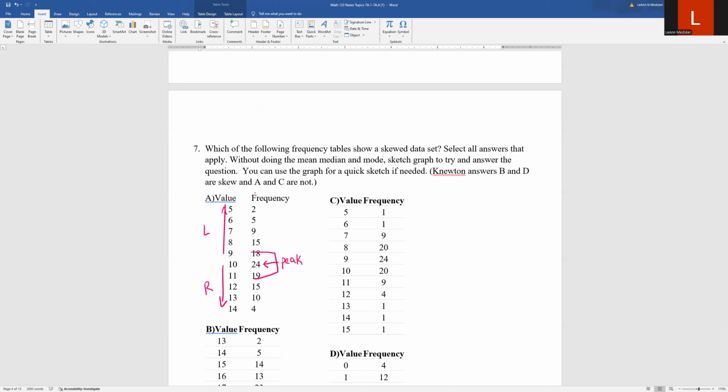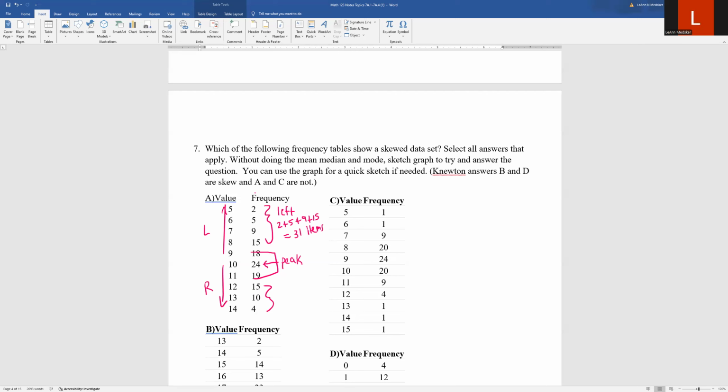So if you think about it on a number line from our center, you're going to add up how many values or frequencies. So remember, these values are 5, 6, 7, and 8. We want to know how many of them are there. So we're going to add those up. So 2 plus 5 plus 9 plus 15. That's 7 plus 9 is 16 plus 15 is 31. So there's 31 items to the left of the peak we determined.